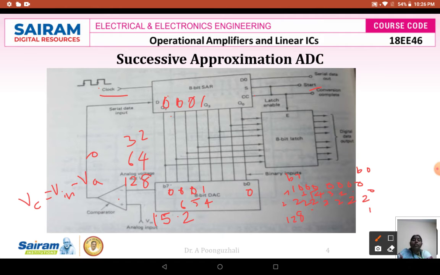So when 2 power 4 is there, that is 16. So 16 is going to be compared with 15.2. Again 16 is greater. So when 16 is greater, I will have the comparator output to be 0. When the comparator output is 0, for the next clock pulse, this will become 0 and the next bit will become 1.